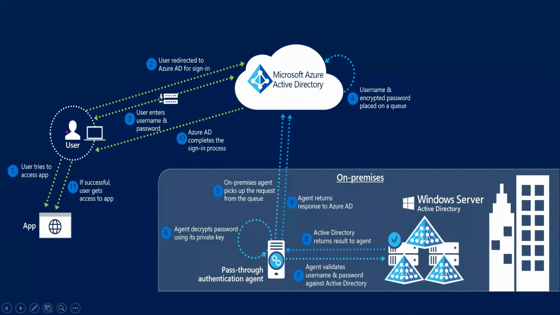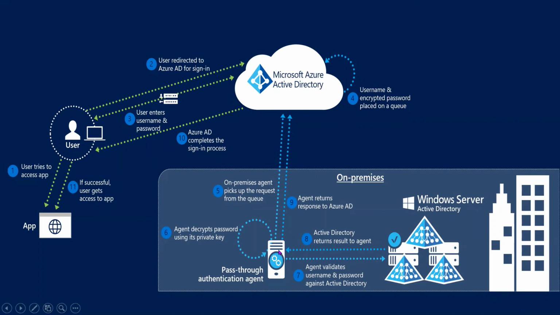So now this particular user is trying to access application. Okay, and this is a cloud application which is integrated with your Microsoft Azure Active Directory. Now what will happen? It will be redirected to your Azure AD sign-in. Azure AD sign-in will say that provide your username and password, right? User will enter their username and password here. Now Microsoft Azure Active Directory will encrypt the password and put this in a queue.